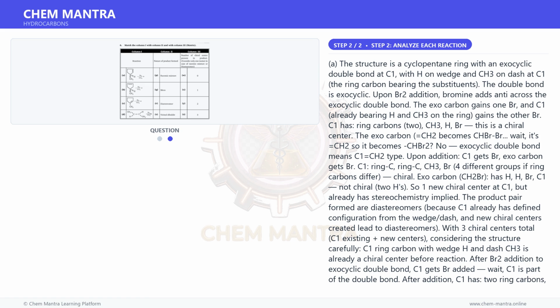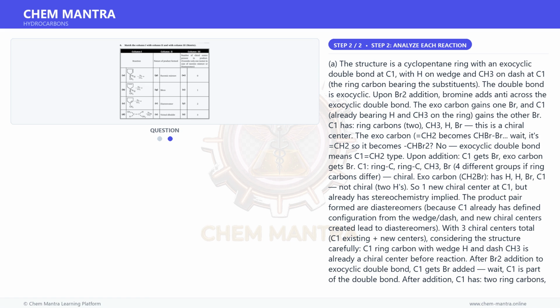The exocyclic carbon, =CH2, becomes CHBr. Wait, it's =CH2, so it becomes CH2Br. No exocyclic double bond means C1 is =CH2 type. Upon addition, C1 gets Br, the exocyclic carbon gets Br. C1 has ring C, CH3, Br, 4 different groups if ring carbons differ, chiral. The exocyclic carbon, CH2Br, has H, Br, C1, not chiral. So one new chiral center at C1 but already has stereochemistry implied.